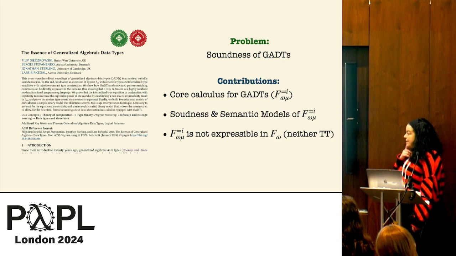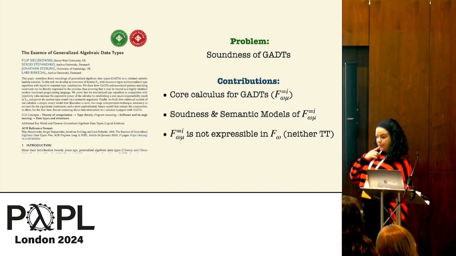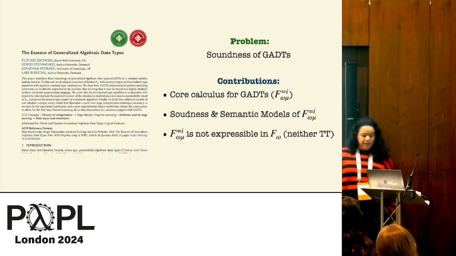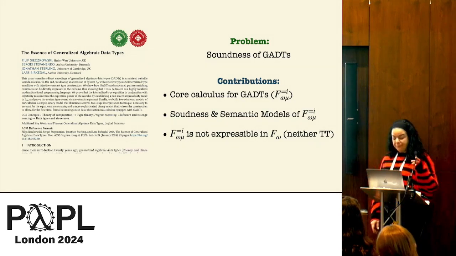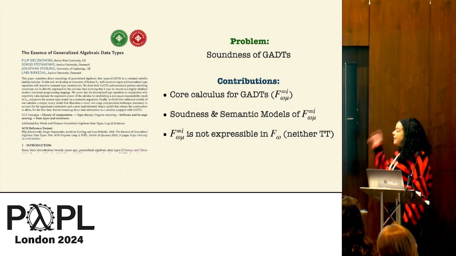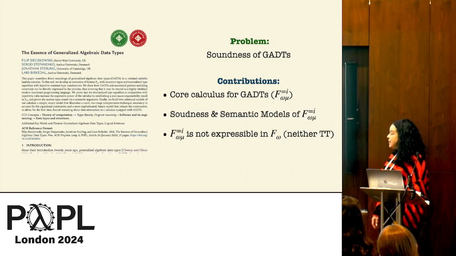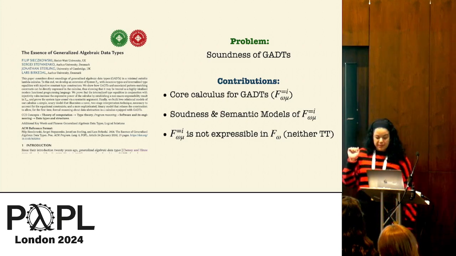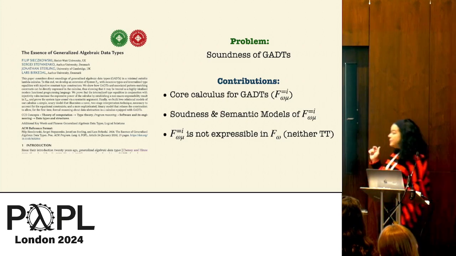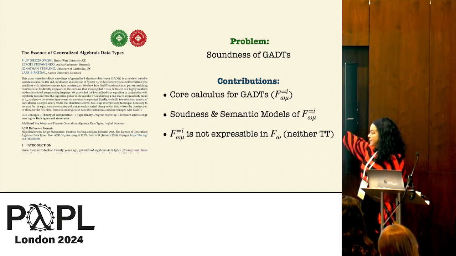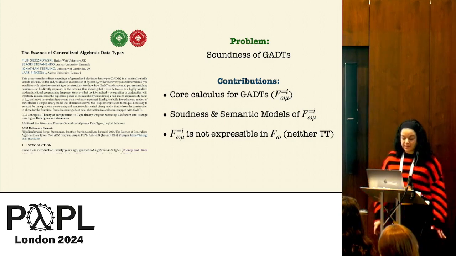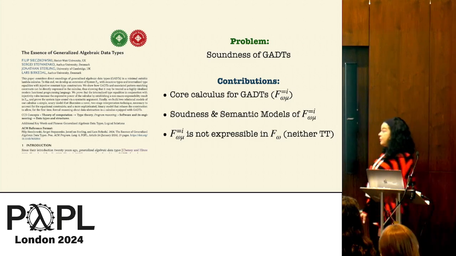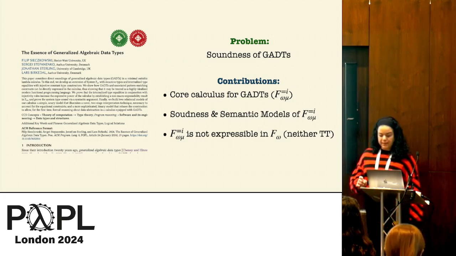In this paper they developed a core calculus for GADTs. The core calculus has an equality sign, which implies that something goes wrong with the equality. No, it doesn't go wrong, it's interesting, they solve it. So they have a soundness proof of the core calculus, and they provide two semantic models for it. They actually prove that the GADT core calculus is not expressible in F omega, and they have a discussion that I was persuaded that it's also not expressible in the Coq style type theory.